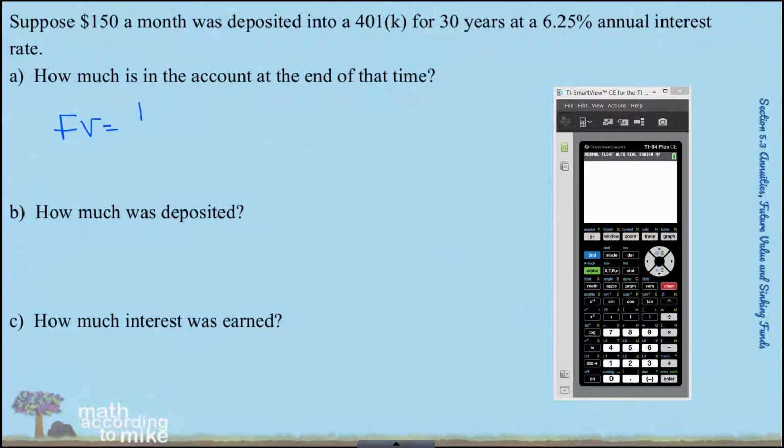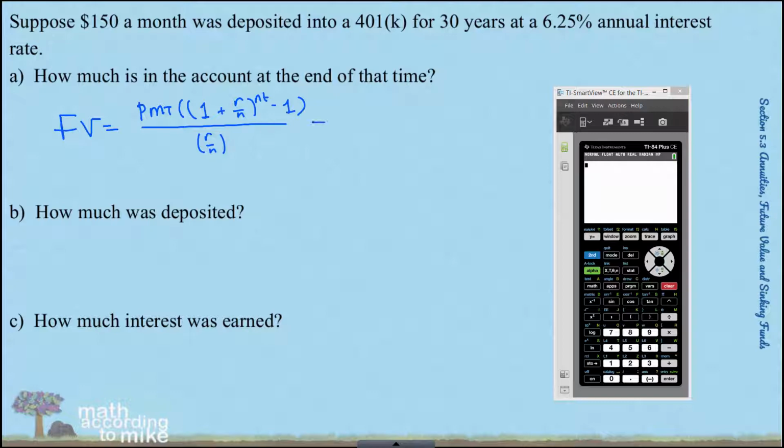The formula for future value that we'll be using is FV equals PMT times (1 plus r over n) to the nt, minus 1, all over r over n. Now, if you have an older calculator, all of those parentheses will be very important. If you have a newer calculator, you should still use those parentheses.